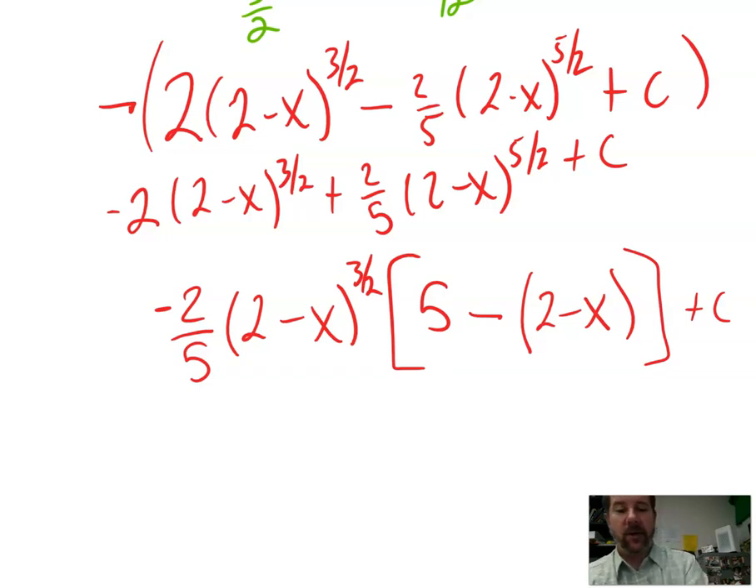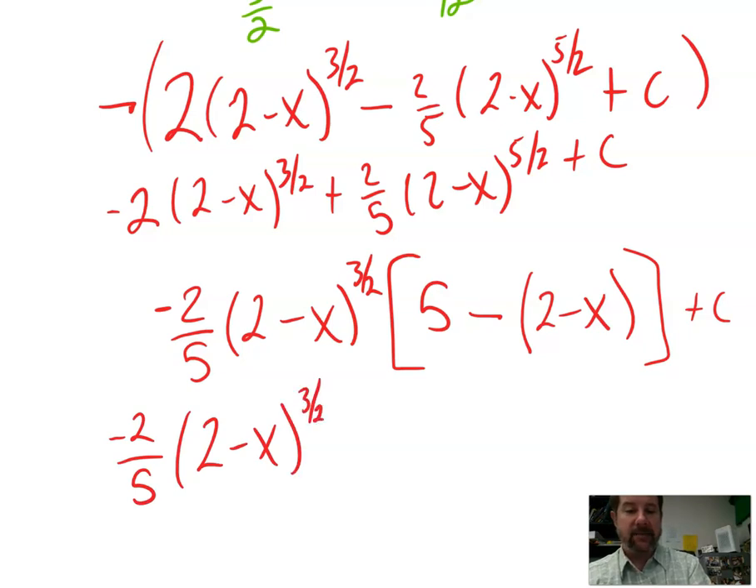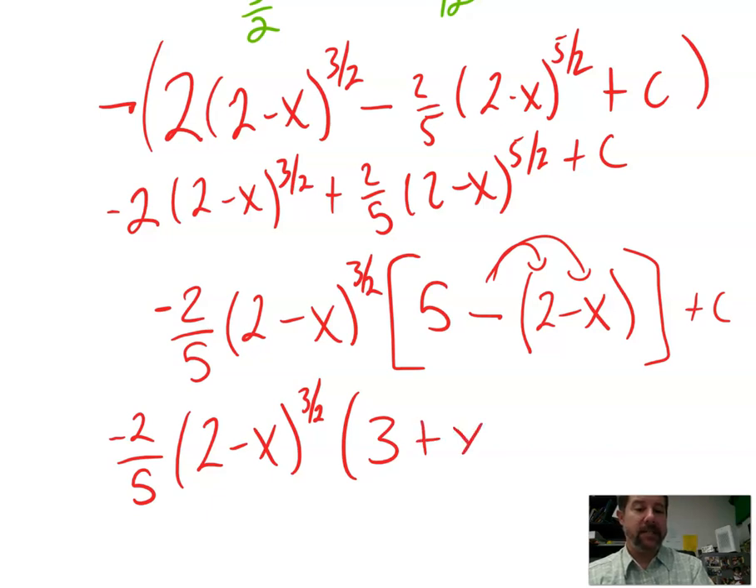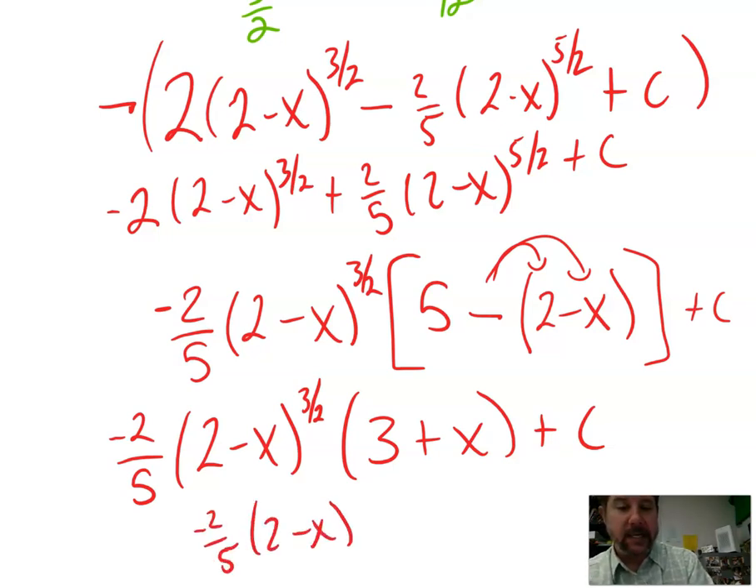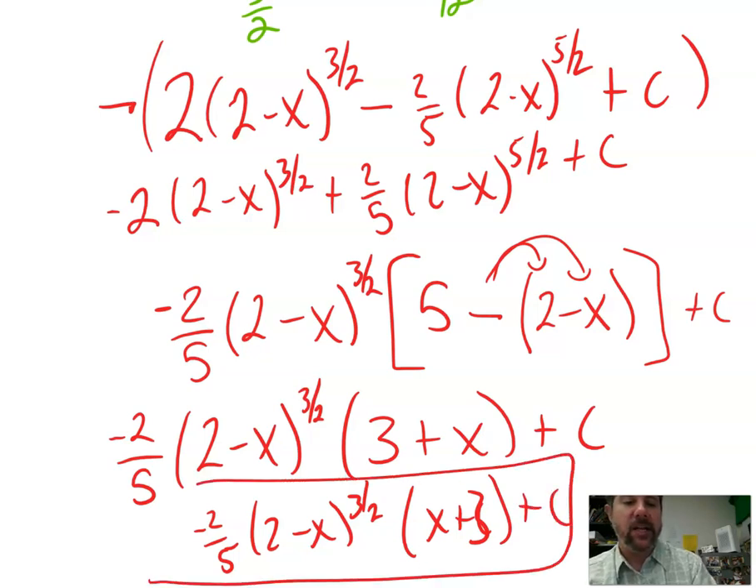All right? So negative 2/5 times 2 minus x to the 3/2 times 5 minus 2. If I distribute this, negative, 5 minus 2 is 3. Negative is a plus x plus c. The answer they had in the back of the book was negative 2/5, 2 minus x to the 3/2 times x plus 3. They just reordered those, plus c. And so, again, you might have to do some reordering of your stuff to make things match the back of the book to get your multiple choice answer.